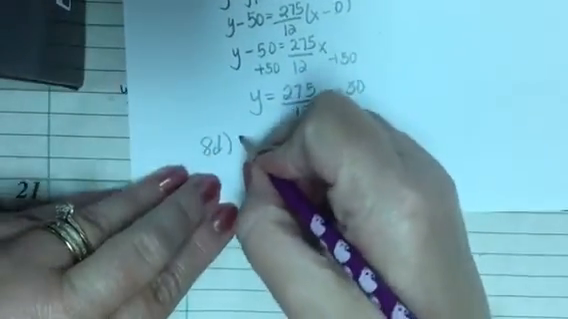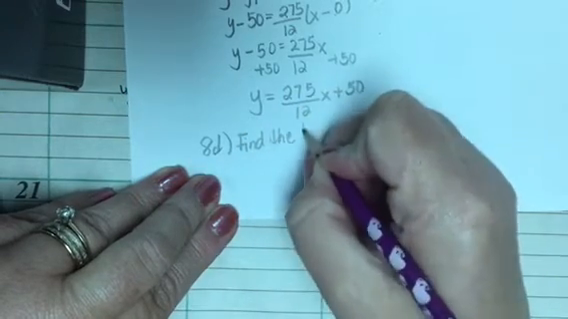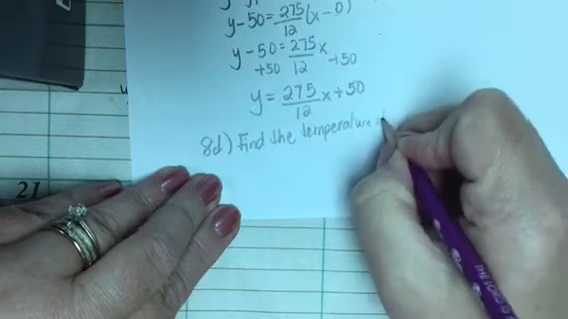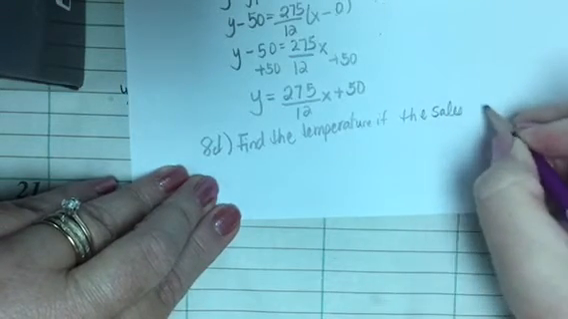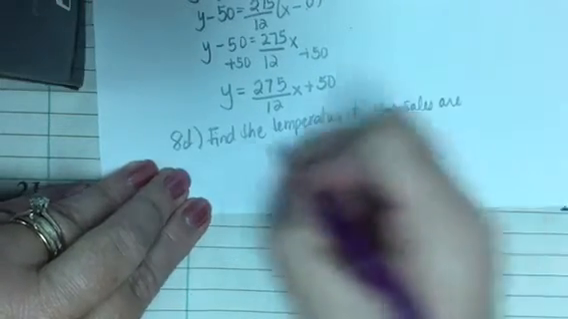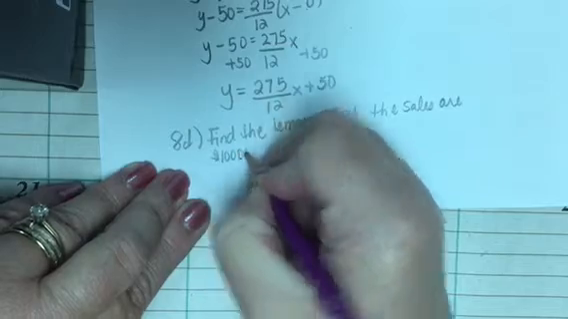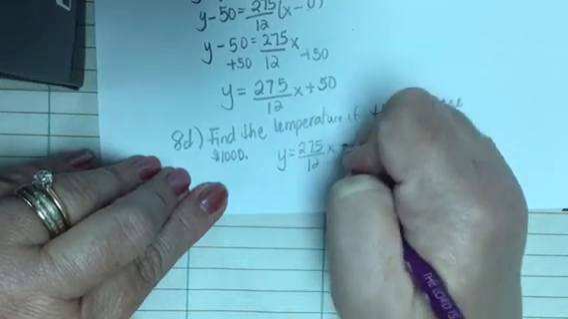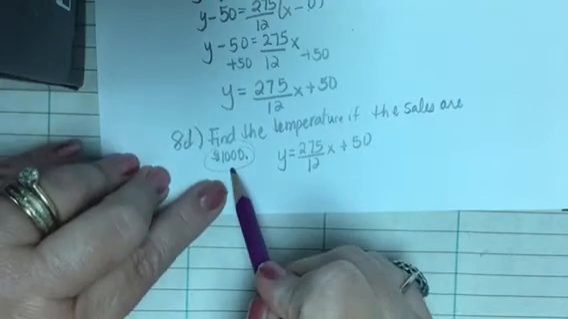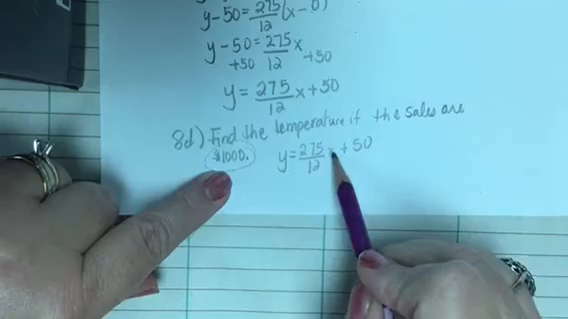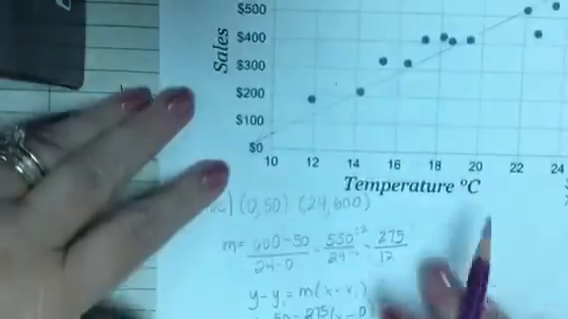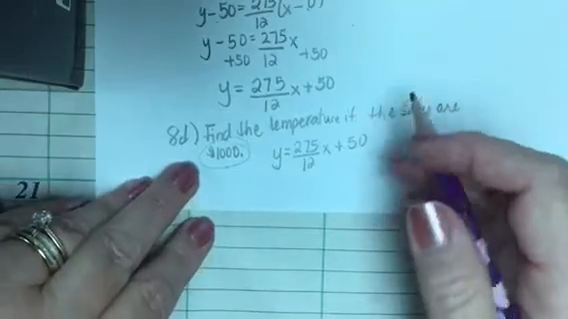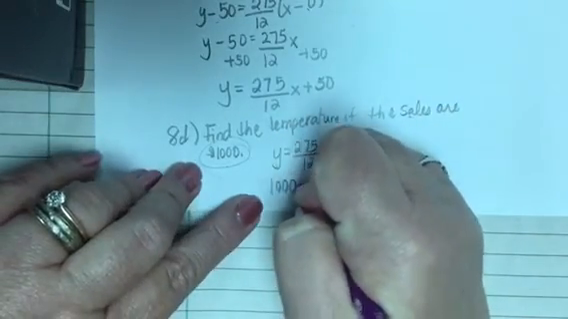So if it says, and here's just an example, find the temperature if the sales are 1,000. Then what you do is take your equation, y equals 275/12 x plus 50. Where am I going to put 1,000? Is 1,000 going to go in for y, or for x? Well, 1,000 is the sales. The sales is y. So I'm not sure which one you have to substitute in for 8D, but for mine I have to substitute in for y.